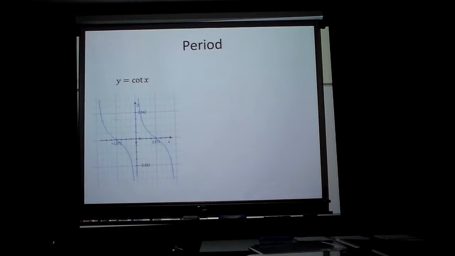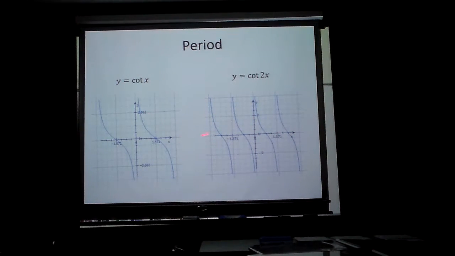Well, what about a cotangent one? I'm just going to graph the normal cotangent one. And notice, here's a normal cotangent graph. That's the period there, but the period's going to cut in half. So from here to there is pi. What's half a pi? Pi over 2.